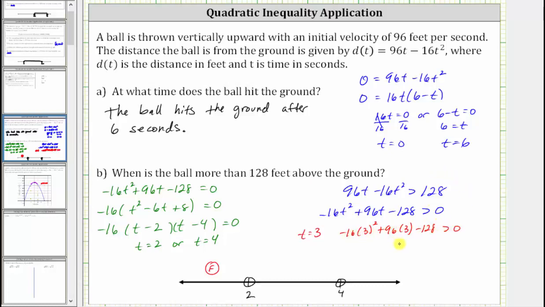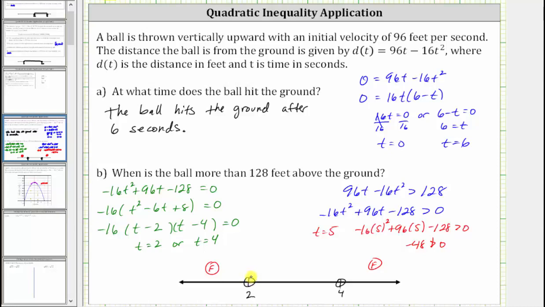The left side simplifies to positive 16. Positive 16 is greater than 0. This interval is true. And now let's test the interval on the right. Let's test t equals 5. For t equals 5, we have negative 16 times 5 squared plus 96 times 5 minus 128 greater than 0. The left side simplifies to negative 48 again. Negative 48 is not greater than 0, and therefore this interval is false. So the interval that is true is the interval in the middle, which is our solution.